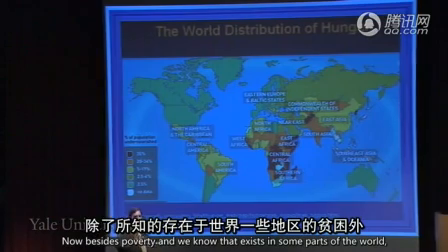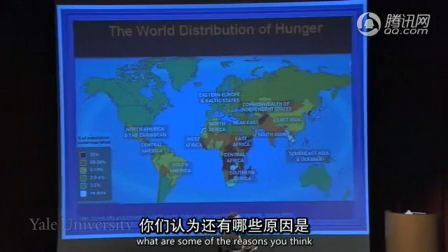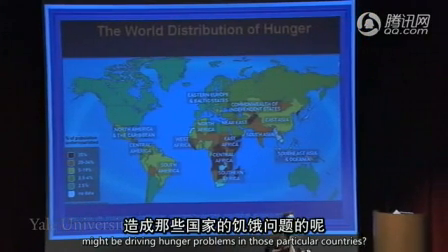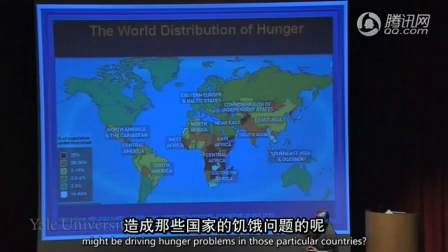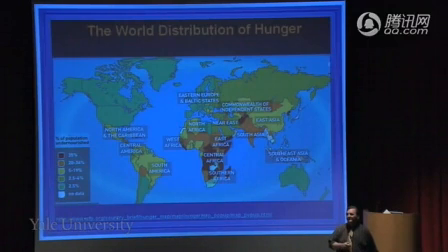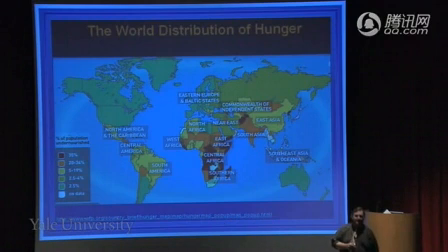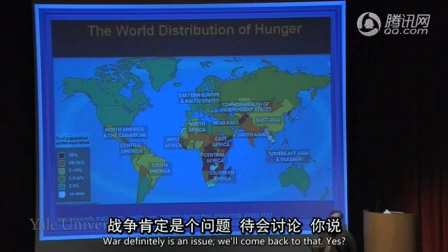Now, besides poverty, and we know that exists in some parts of the world, what are some other reasons you think might be driving hunger problems in those particular countries? What do you think? Yes. Pardon me? Water? Oh, war. Okay. War definitely is an issue. We'll come back to that.